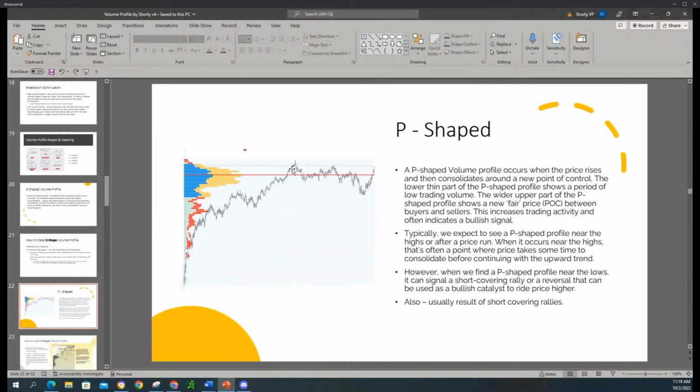Then the P shape. So if you look at this, there's a lot of low volume here. That means the price accelerated quickly through it. And then a lot of volume concentrated on top. Why do you guys think the concentration is on the top?